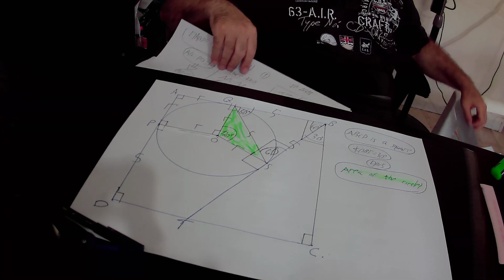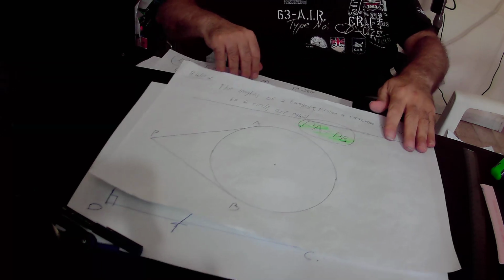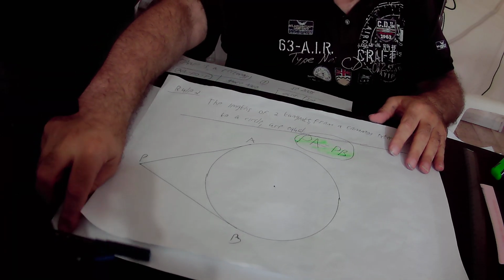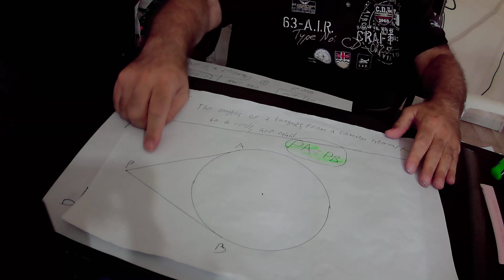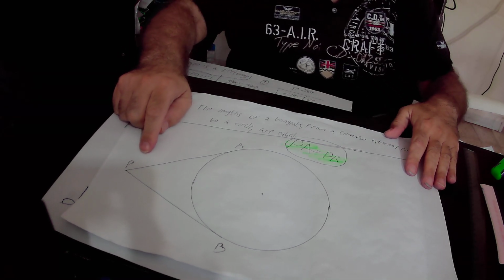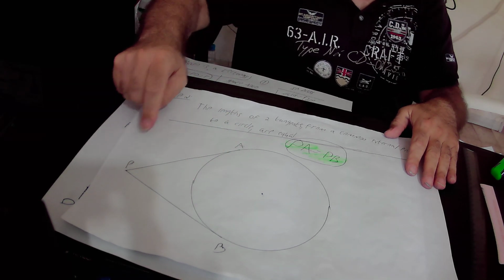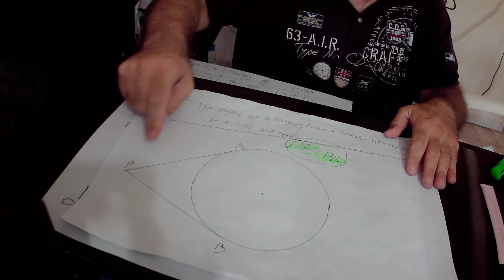According to rule number 2, the lengths of two tangents from a common extreme point to a circle are equal. We have the common extreme point P. From the common extreme point P, we have two tangents to the circle, tangent PA and tangent PB. And according to rule number 2, they are equal to each other. That is to say, PA equals PB.